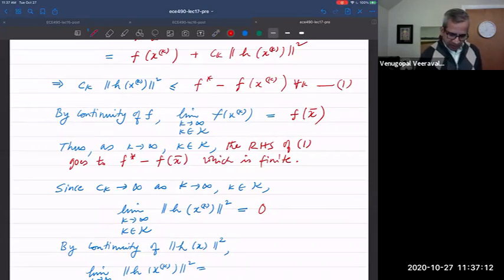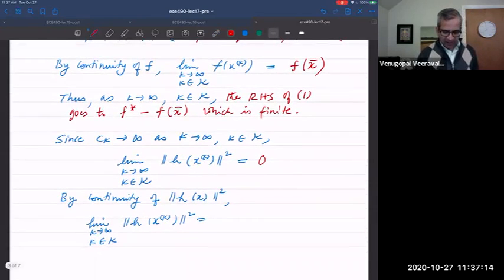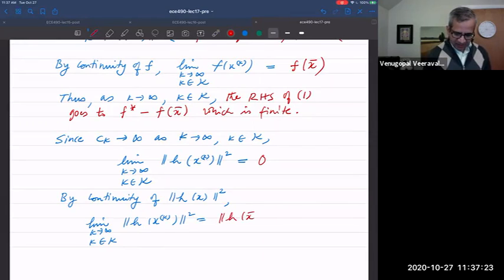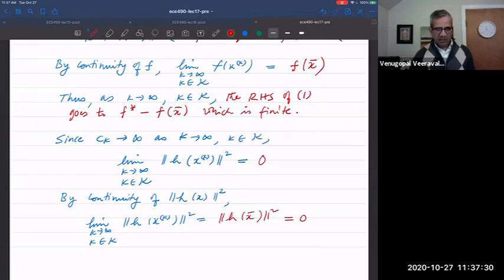Now, by continuity of the norm of h of x squared, the limit of this can also be written as the norm of h of x bar squared. So this must equal 0. So in the limit, I'm meeting my constraint with equality with x bar. Okay, so we're almost done.